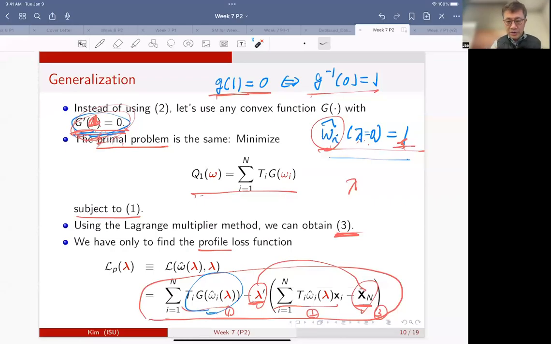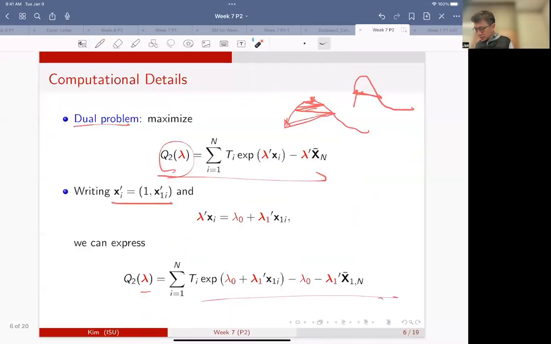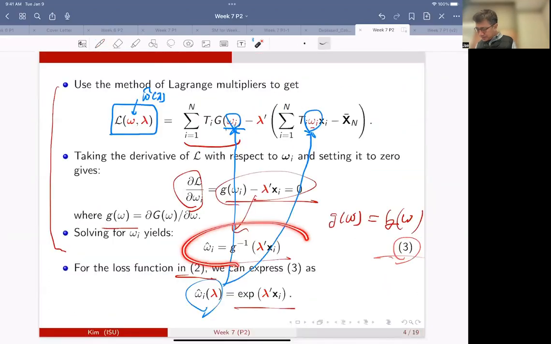So this is where we covered last week. We have a general loss function, subject to the calibration condition, and then we use a Lagrange multiplier to obtain the solution, which is this form. Okay.